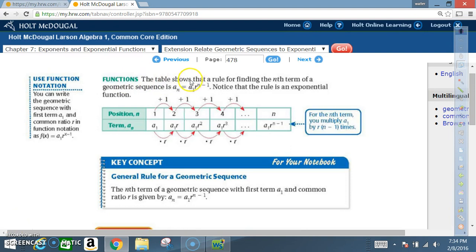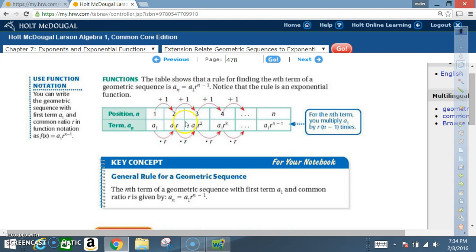Functions. The table shows that a rule for finding the nth term of a geometric sequence is a sub n is equal to a sub 1 times r raised to the n minus 1. Notice that the rule is an exponential function, and you know that because it's raised to this power.